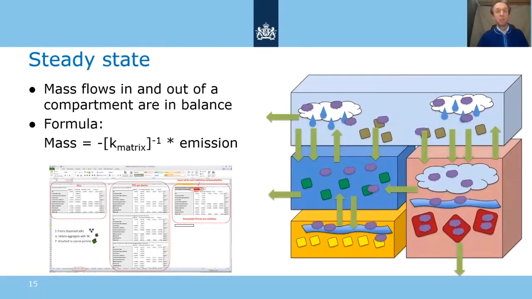So another characteristic of SimpleBox is that it calculates the concentrations in steady state. This means that the mass flows in between all the compartments are in balance, right? They're the same. There's just as much going into the compartment as going out. And this is done by a simple calculation. Actually, you take the inverse of the matrix of all the rate constants and degradation rates of the compound, take the inverse and multiply that by the emission, and then you have the mass in each of those compartments of that substance or nanomaterial.